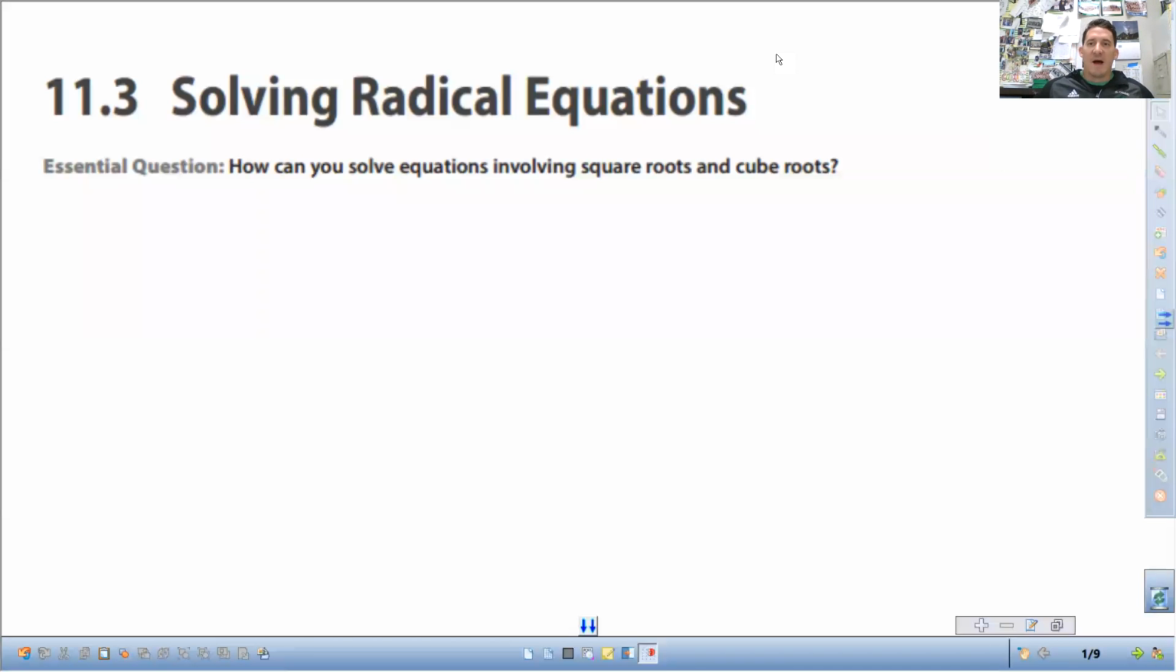All right, IM3 classes. Today we are going to be solving radical equations. So this is our last lesson on this little unit of rational exponents and radical expressions and equations. Real basic, we've already solved stuff with radicals, so with square roots. But we're just going to be dealing with some equations that are a little bit more involved.